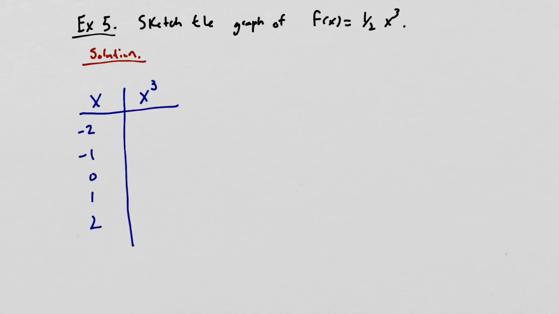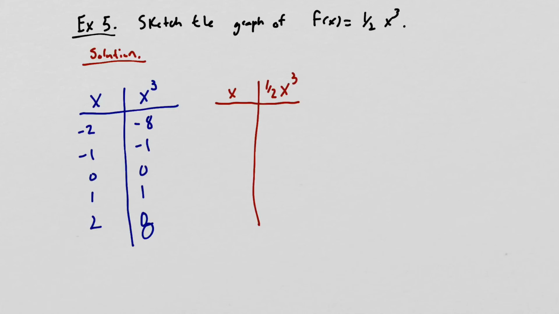So plugging these inputs into x cubed, what we're going to get out is the following. So these are our outputs. Now let's go ahead and look at our function f of x here. Again, our x values are our inputs. And we want to look at -2, -1, 0, 1, and 2. Then the outputs are going to be -4, -1/2, 0, 1/2, and 4. Let's go ahead and draw both of these graphs.